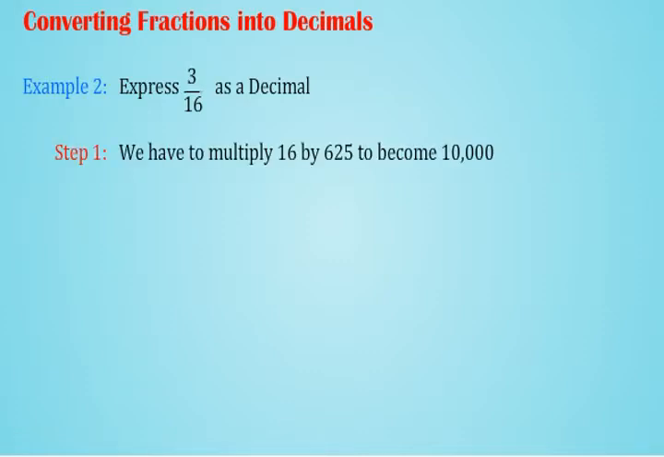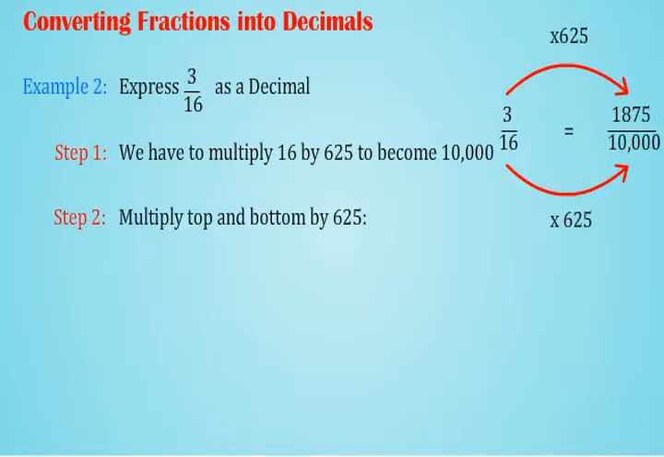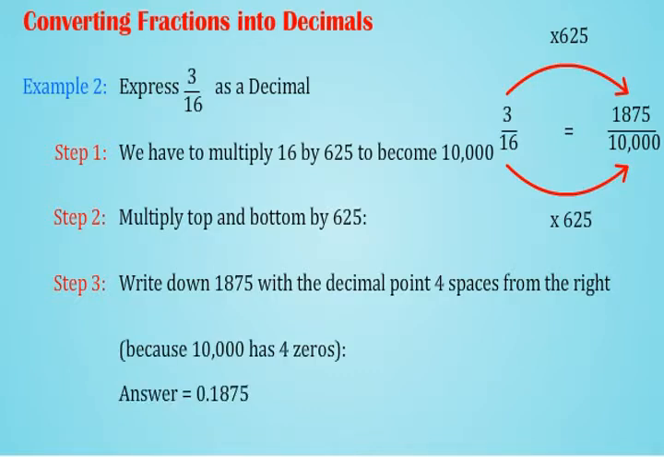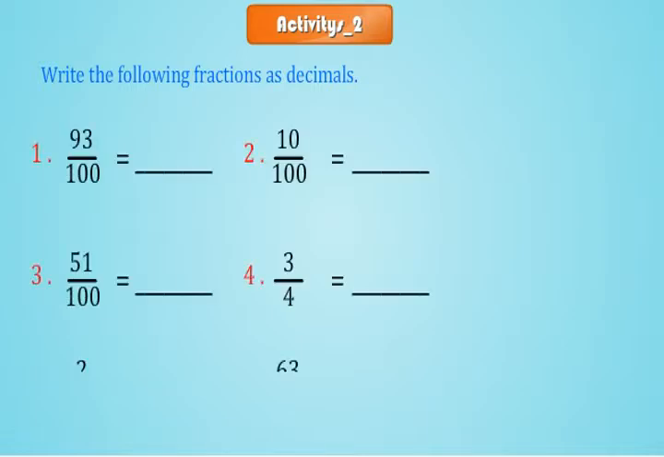Example 2. Express 3 by 16 as a decimal. Step 1. We have to multiply 16 by 625 to become 10,000. Step 2. Multiply top and bottom by 625. Step 3. Write down 1875 with the decimal point 4 spaces from the right because 10,000 has 4 zeros. Answer is equal to 0.1875.